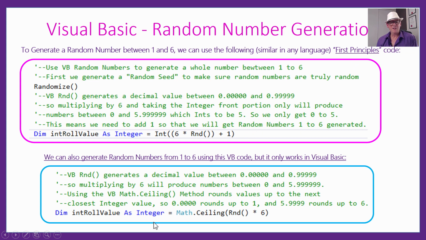This second one here, though, is very Visual Basic specific. It only works in Visual Basic, but it's really cool. What this does is it uses this math.ceiling thing. We're multiplying by 6, and the trouble is that if we did 6 times 0, we'd get 0. But what math ceiling does is it takes it up to the next closest integer. So 0 is not an integer if you know your maths properly. The next closest integer going up is a 1, so it'll round that off to 1.